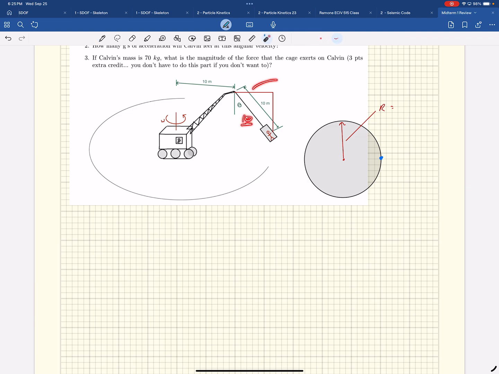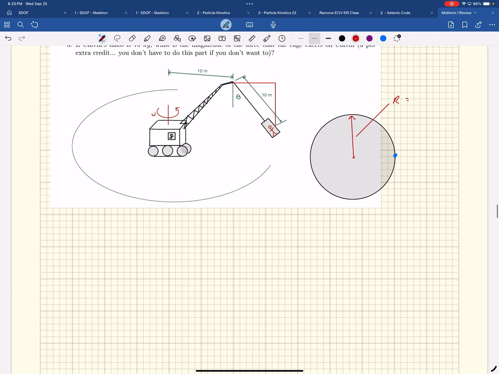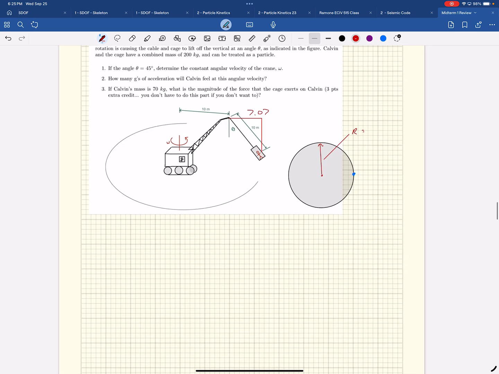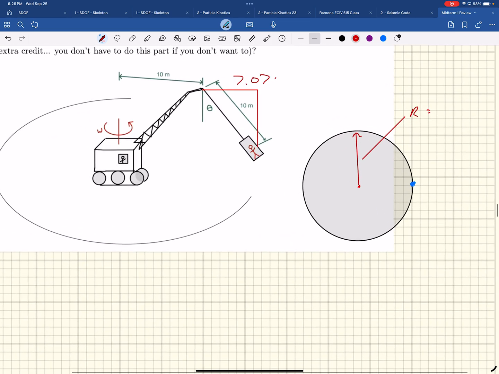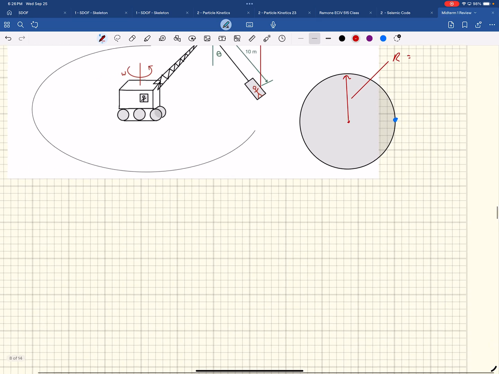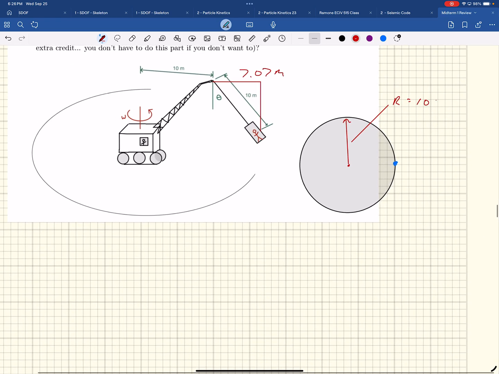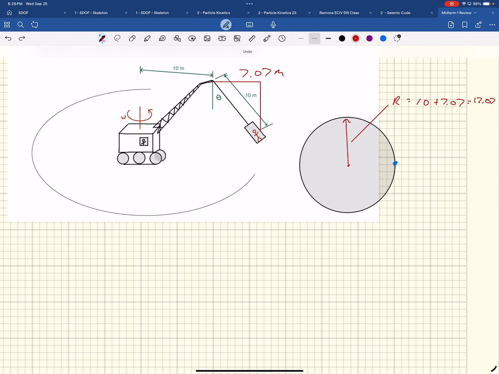And so then I can calculate that. That should be 7.07. This is in metric, 7.07 meters. And so my radius should be 10 plus 7.07. I'm going to do that in my head: 17.07. Nailed it. Hey. Except it looks like a 12. Okay, so that's what that radius is.